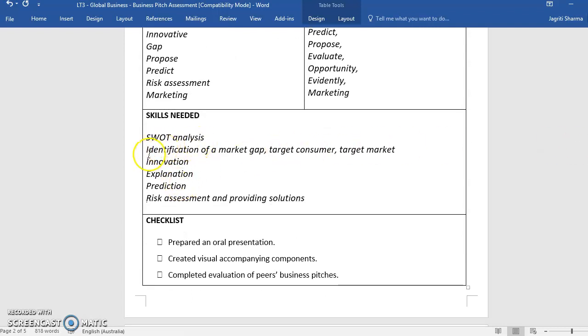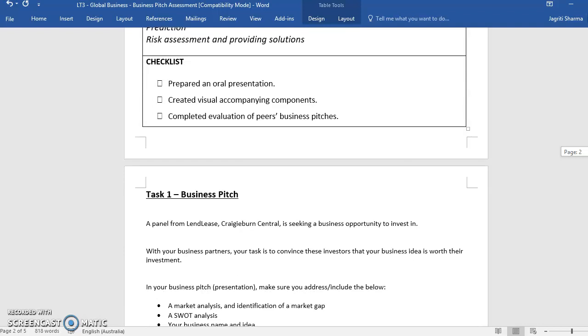Now, skills needed: SWOT analysis, identification of a market gap, target customer and target market, innovation, explanation, prediction, risk assessment, and providing solutions. Now the checklist for this task is: prepare an oral presentation, so take a video and send it to me. Create visual accompanying components, so make sure you have visuals in your PowerPoint. Complete evaluation of peer business pitches.